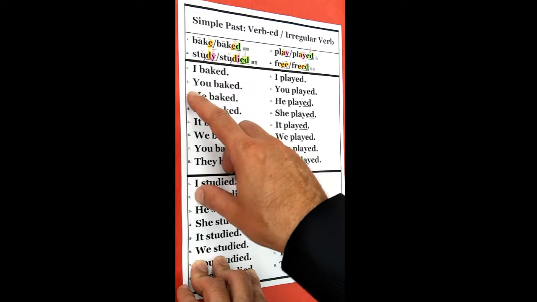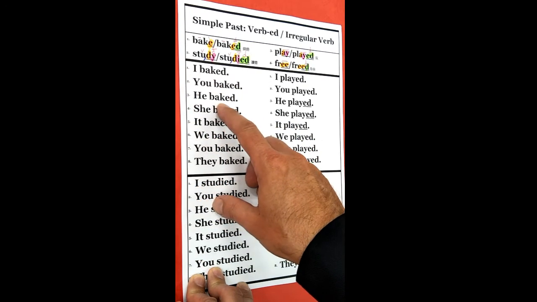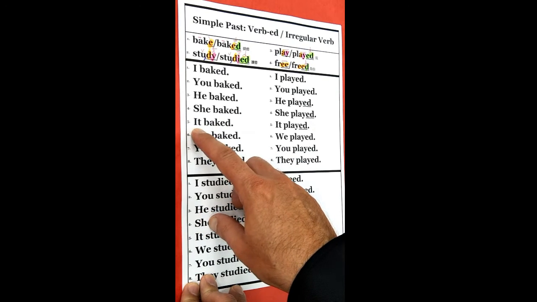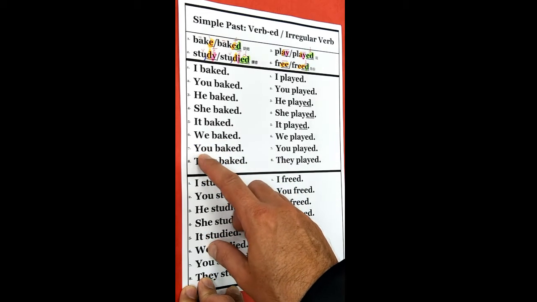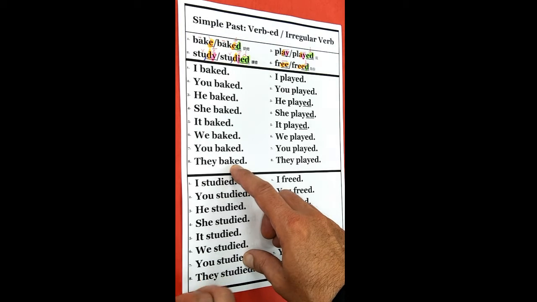1. I baked. 2. You baked. 3. He baked. 4. She baked. 5. It baked. 6. We baked. 7. You baked. 8. They baked.